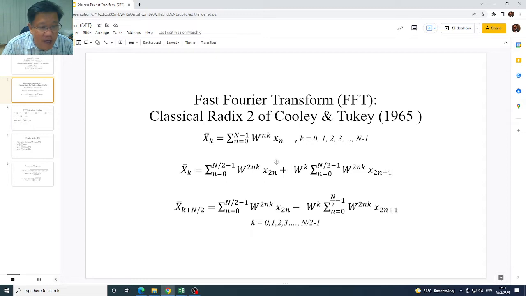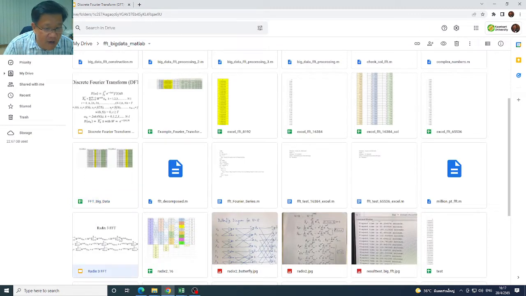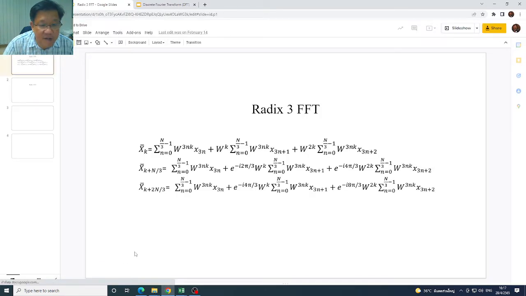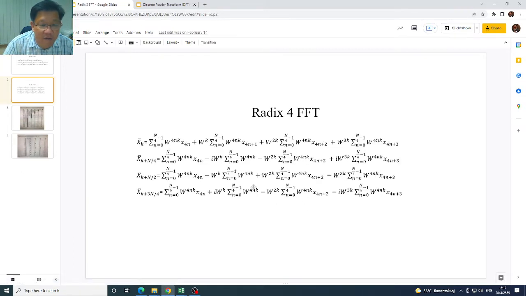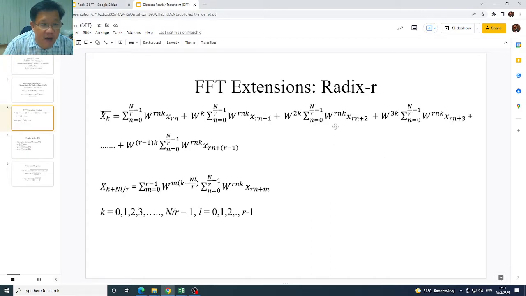Instead of doing Radix-2, we can extend this idea to what we call Radix R, and R can be 3, 4, 5, 6, 7. In this case we are using what we call Radix R, and I have some other file we call Radix-3 FFT, down here in Google Sheet. So this is the formula for Radix-3, and we can also extend to Radix-4, Radix-5, or whatever. But the general form comes from this extension of Radix R.